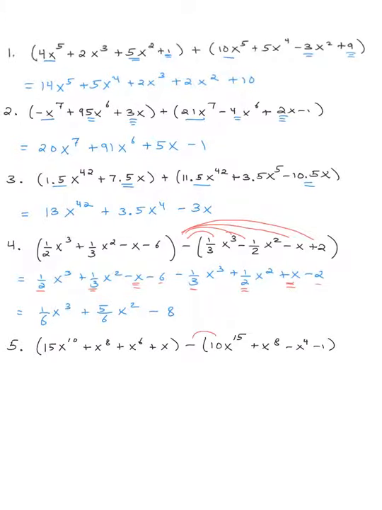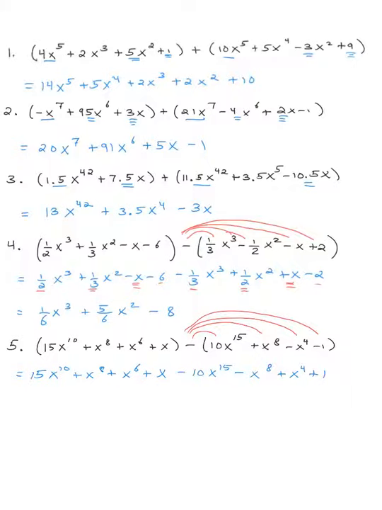Again, distributing this negative to 4 terms in the parentheses is just going to change the sign, so let's rewrite the problem. That problem would be, okay, we got 15x to the 10th plus x to the 8th plus x to the 6th plus x, but then we get a negative 10x to the 15th minus x to the 8th plus x to the 4th plus 1.